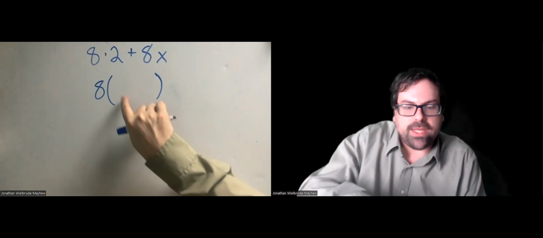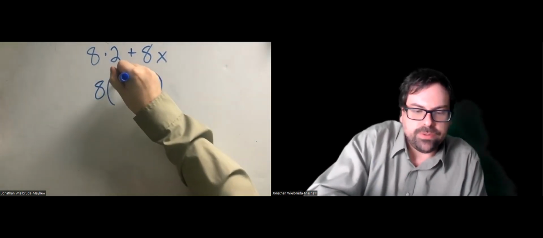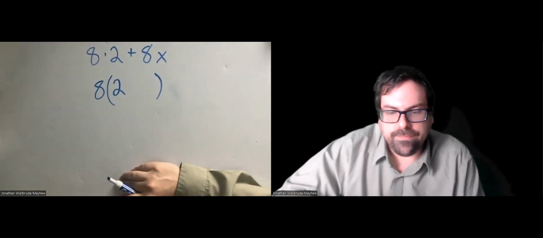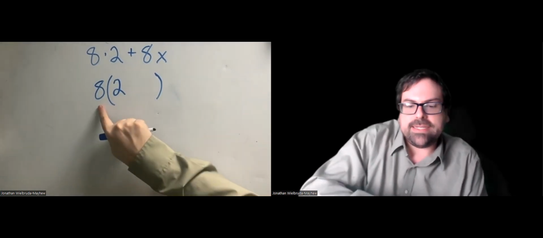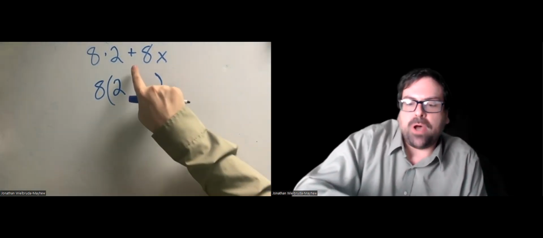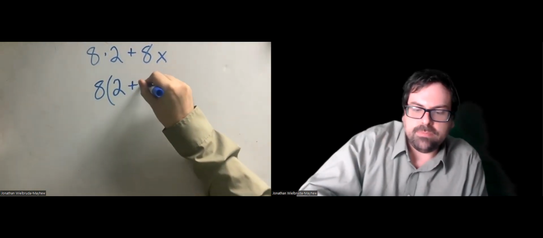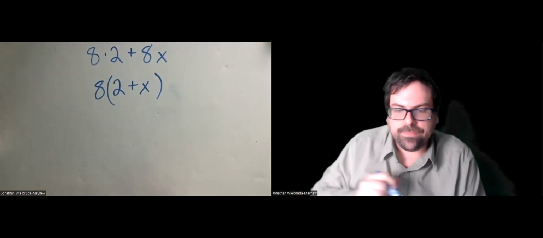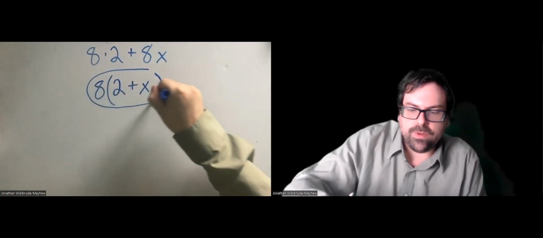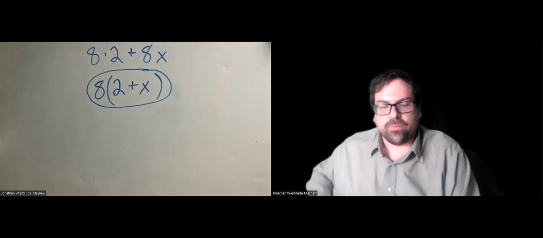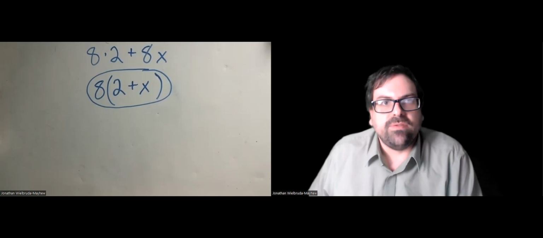And then we kind of just think about the distributive property in reverse. 8 times what is 8 times 2? 2. 8 times what is positive 8 times x? Positive x. We've used the distributive property in reverse to write an equivalent statement.